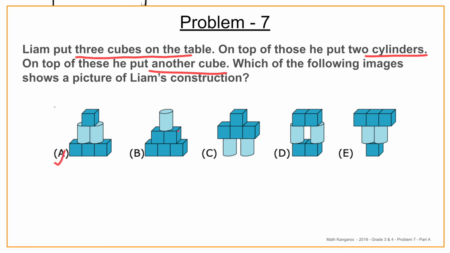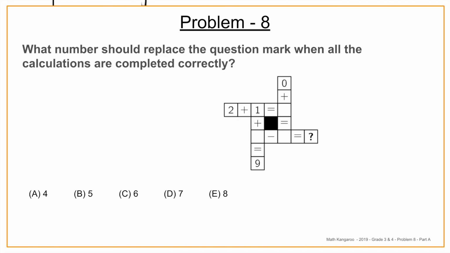This one puts 3 cubes but no cylinder. So this is not there. This is reverse. We have 3 cubes in here. This could not be possible. And then this is also reverse. So our option is A, which shows the correct arrangement of cubes and cylinders.